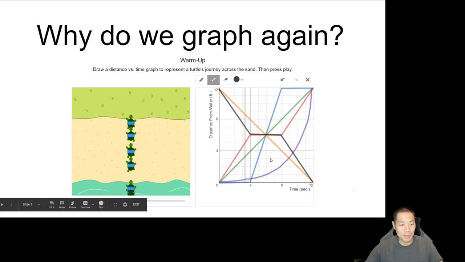A couple of you, I laughed because it was all over the place. But yeah, like this one, you're going to have turtles going up. Here I have turtles going down. Almost all of them meet in the middle. I even have one with a curve. So hopefully that was a good exercise, kind of seeing the relationship between the graph itself and the turtle.